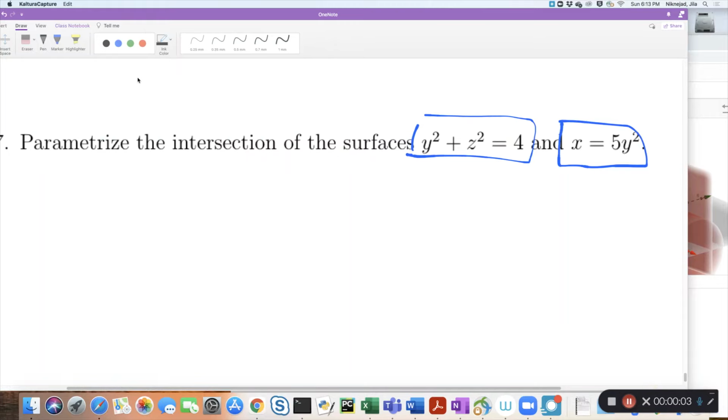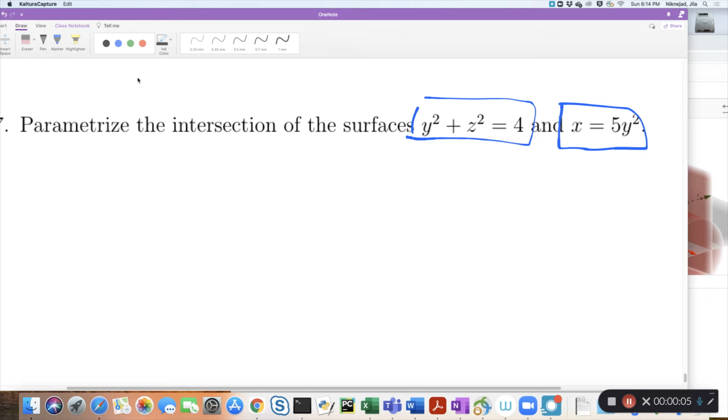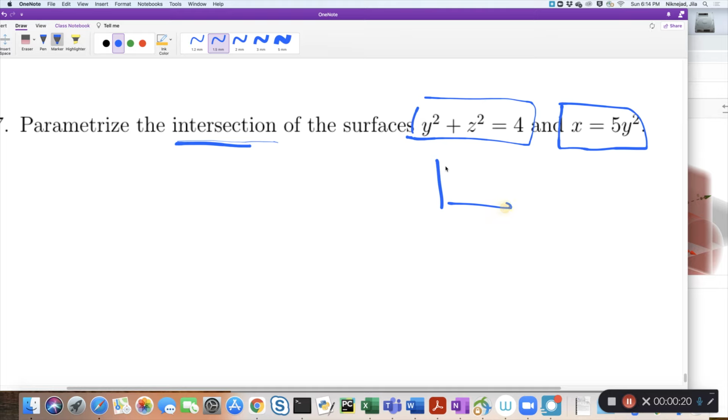So this part of the videos is about parametrization. We're trying to parameterize the intersection of two surfaces, y squared plus z squared equal to 4 and x equal to 5y squared. Please remember y squared plus z squared equal to 4.